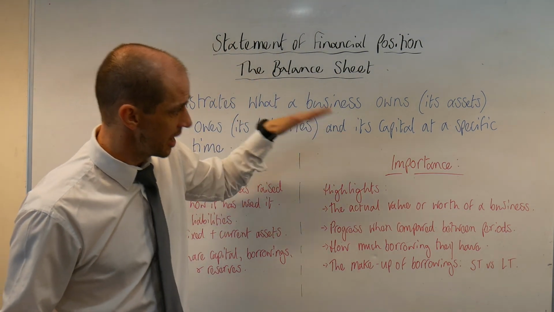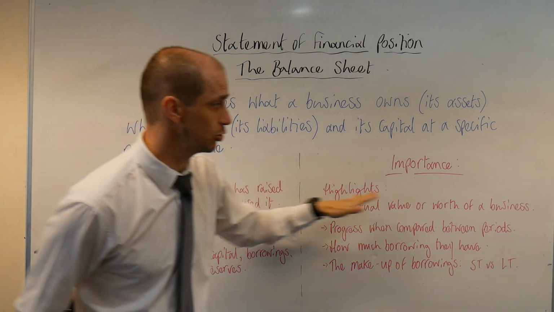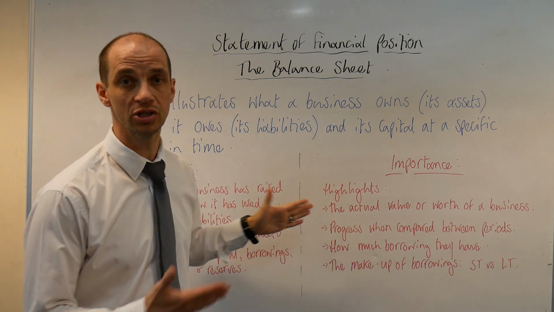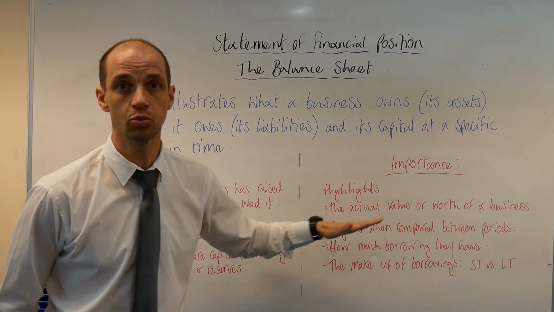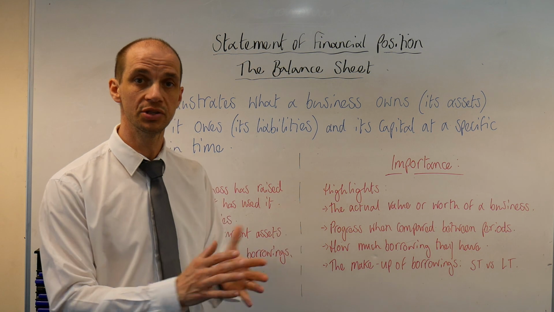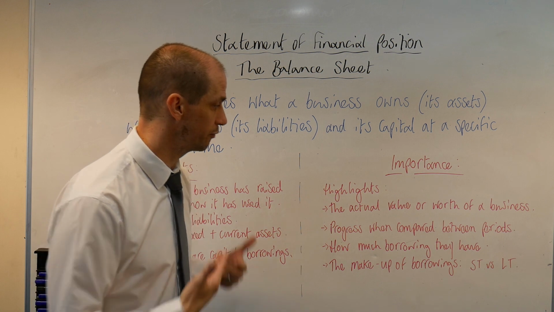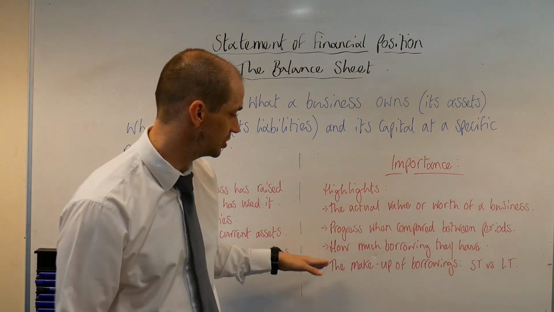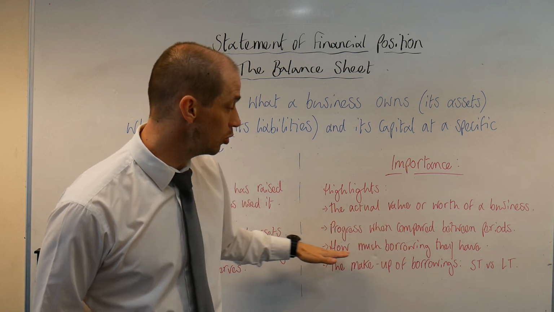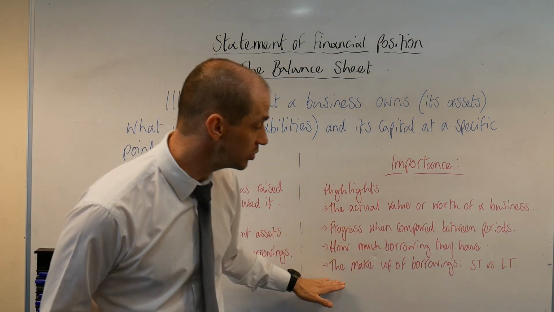to enable them to conduct their purchases into assets. Okay, now the importance of this statement of financial position is that it will highlight the actual value or worth of the business. Okay, it will enable you to compare progress between different periods, so you can see how much more money is being put into the business and how much more that business is now worth as a result of retained profit going back into the business and so on, or perhaps more share capital being sold.